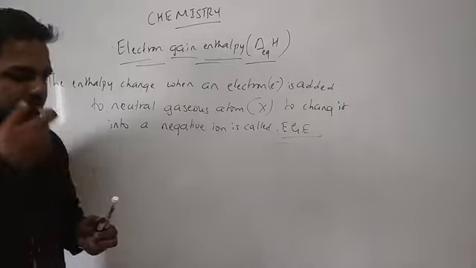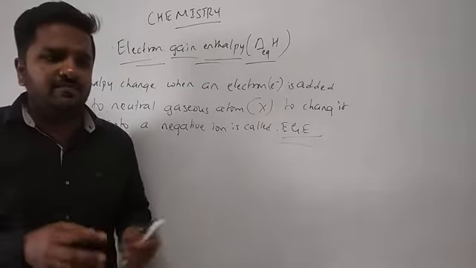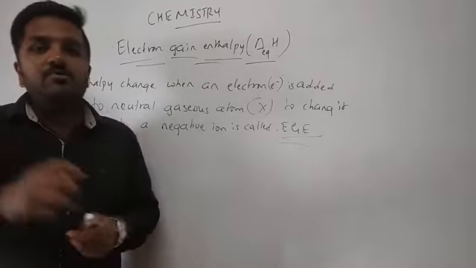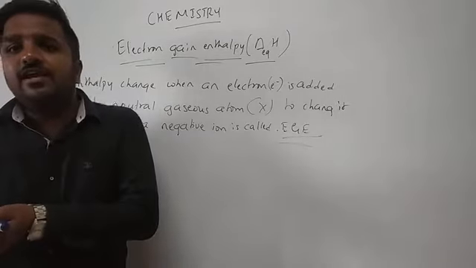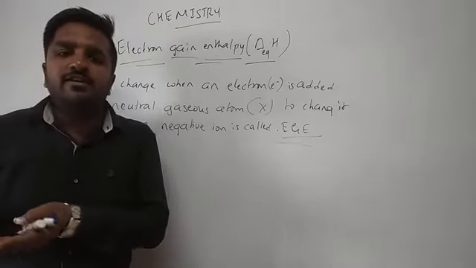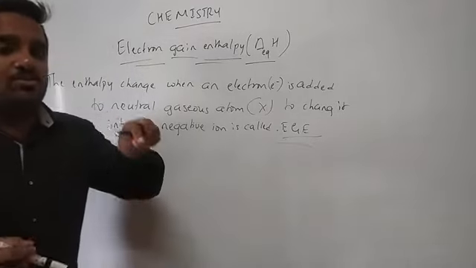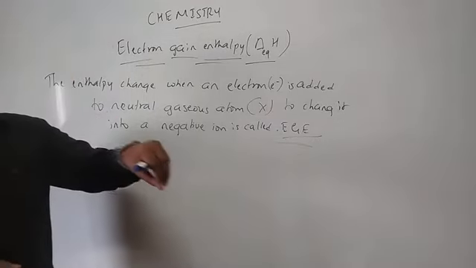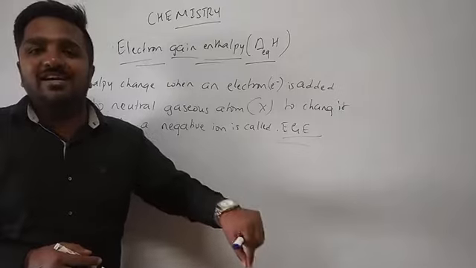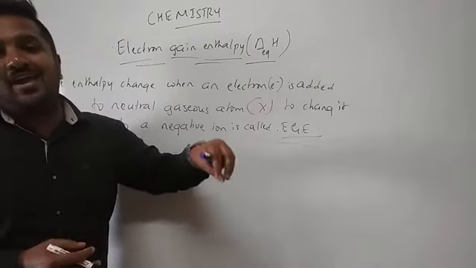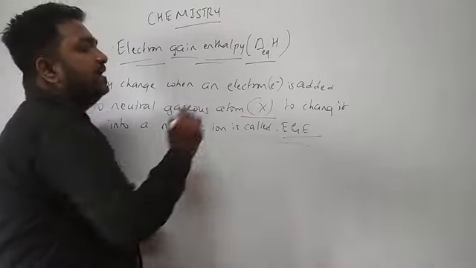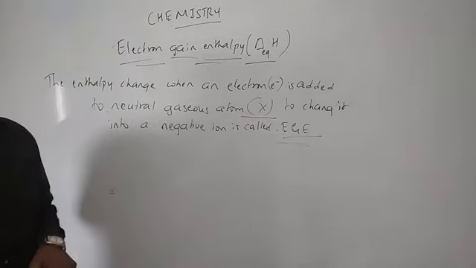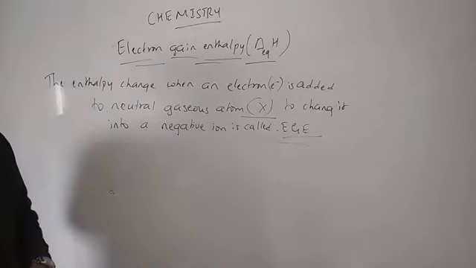If we have understood ionization enthalpy, that is regarding the removing of electrons, then when an electron is removed, it has to be accommodated in one more atom. So that change in enthalpy or energy when an electron is added to the neutral gaseous atom is known as electron gain enthalpy.